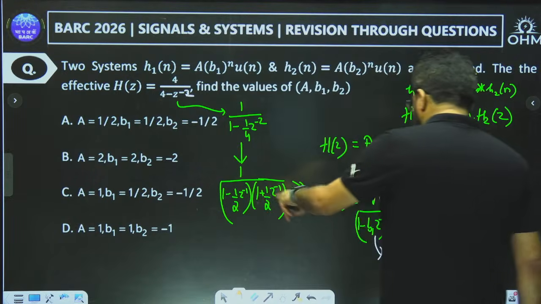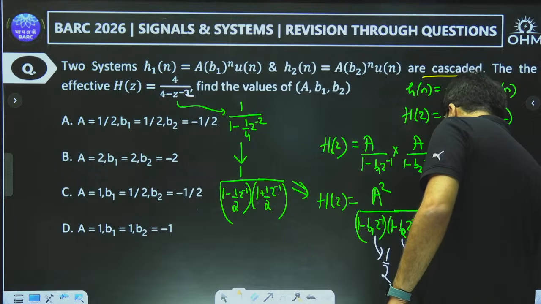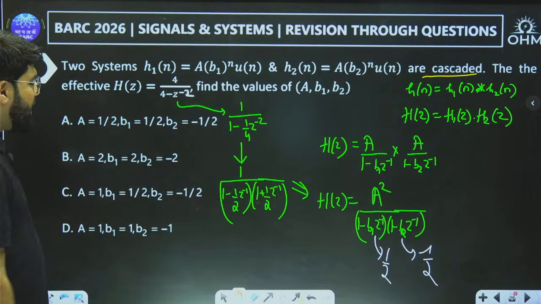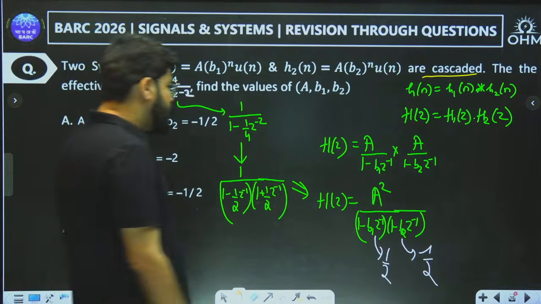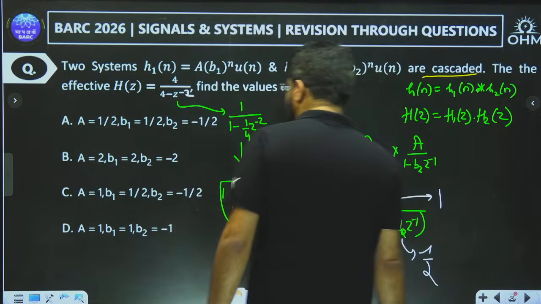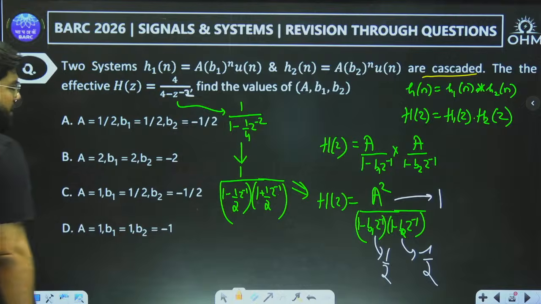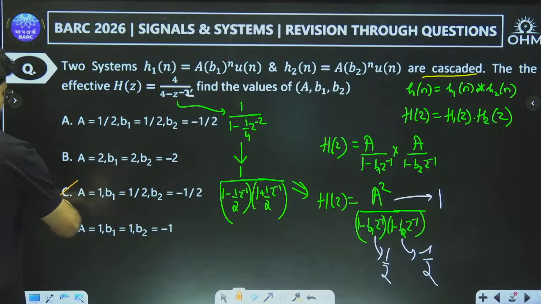Here it is plus half, that means b2 should be minus half. So half and minus half is obtained. What about a? A square is 1, so a has to be 1. The a square numerator is 1, so a has to be 1 only. So we have half and minus half, and a equal to 1, option number C.